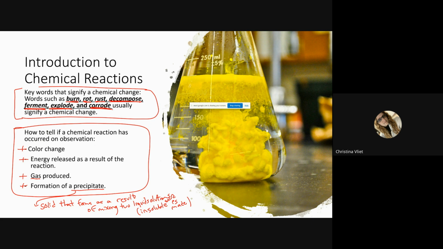It's kind of interesting because in nature, when you see bright colors, that typically means danger. And that can often be the case here as well.